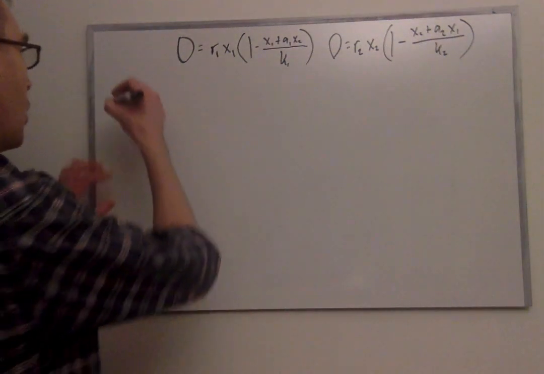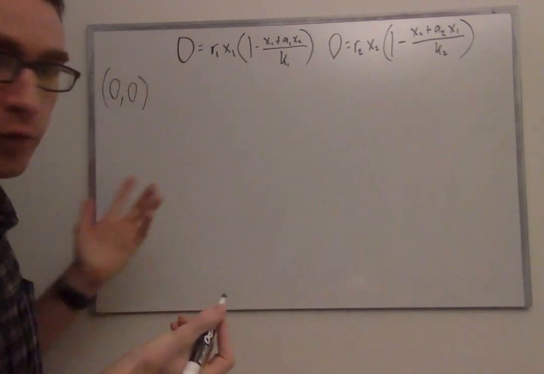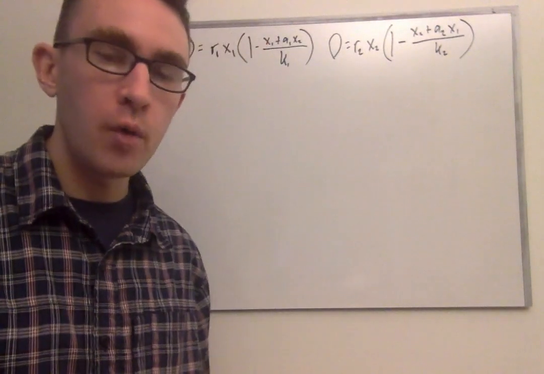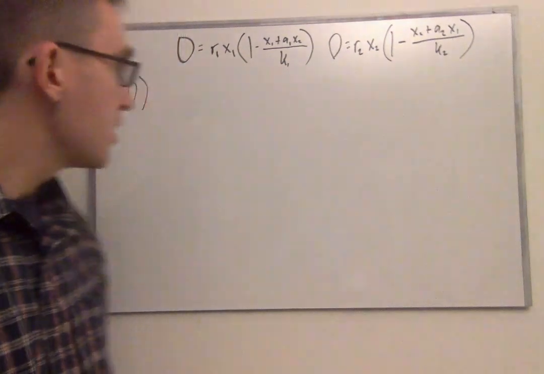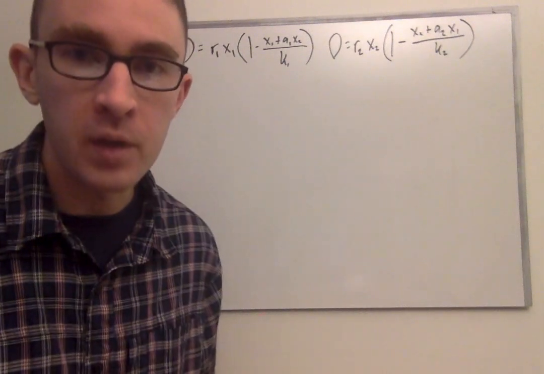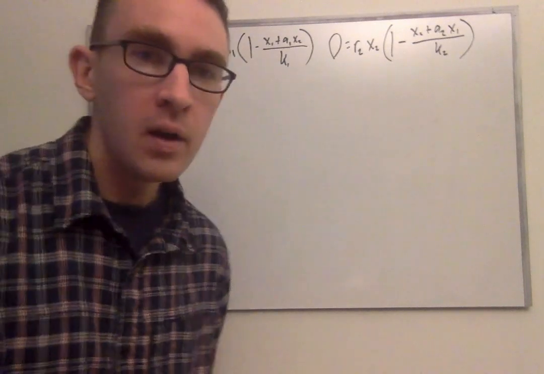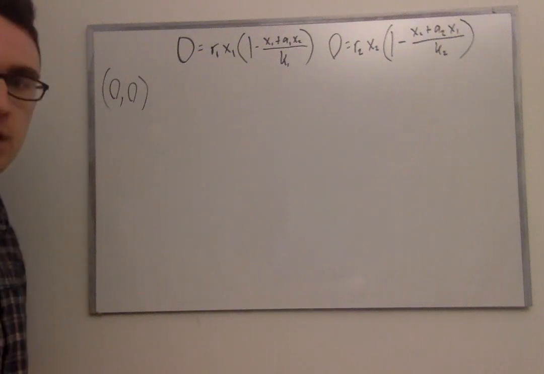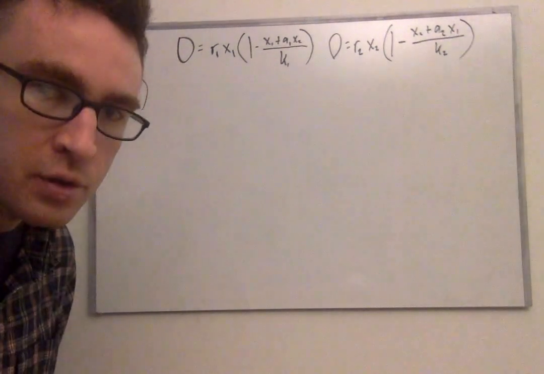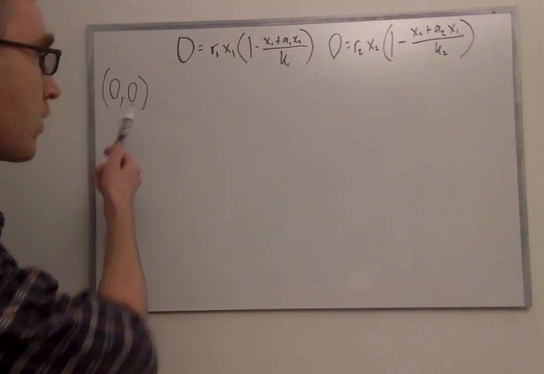So the first easy one is just 0, 0, the trivial steady state. If there's 0 of x1 and 0 of x2, 0 of both species, that means there's nothing happening in the model, nothing happening in the ecosystem. So that's kind of a trivial steady state, but I'll write it down anyway, just because it is a steady state. But yeah, 0, 0. That's the first one.